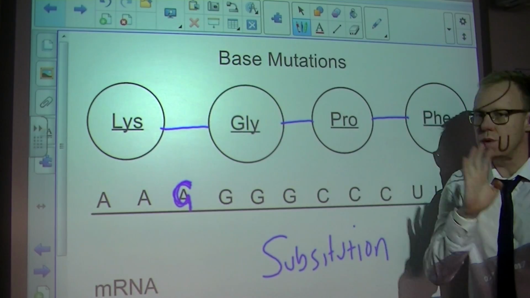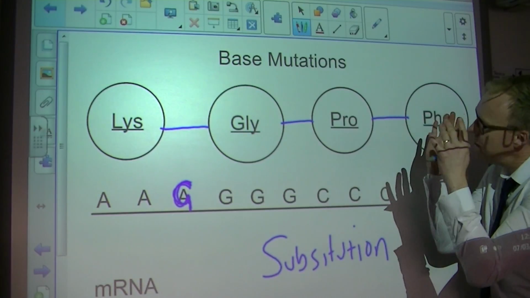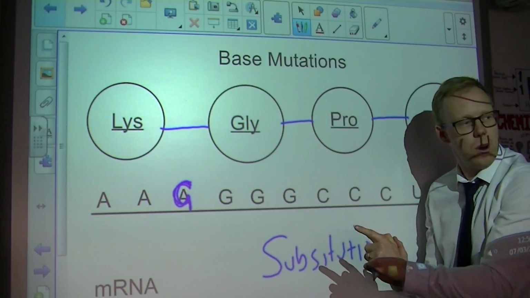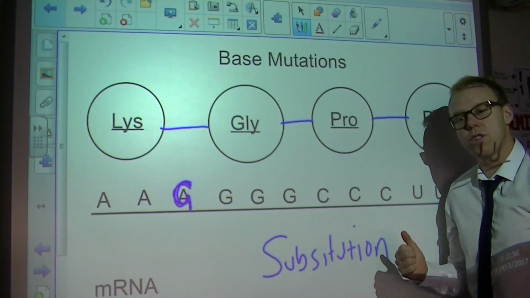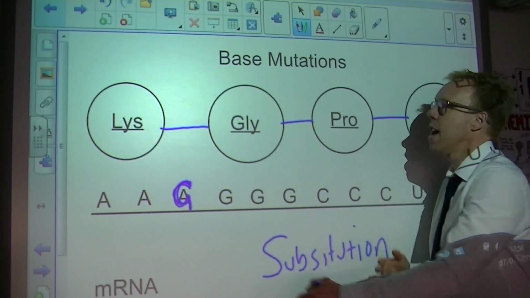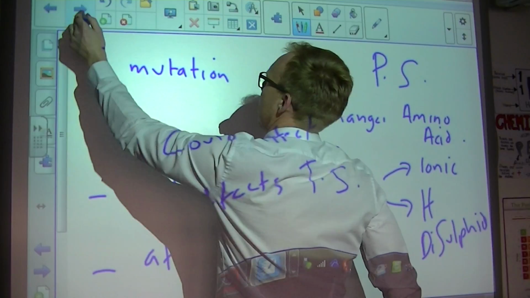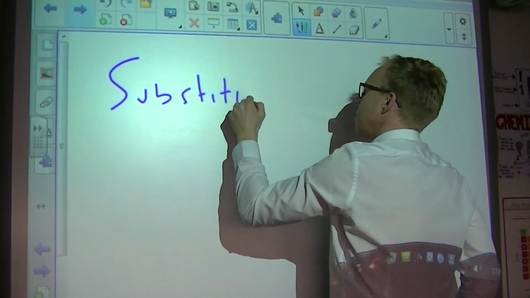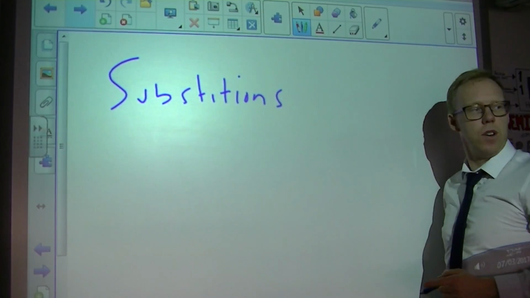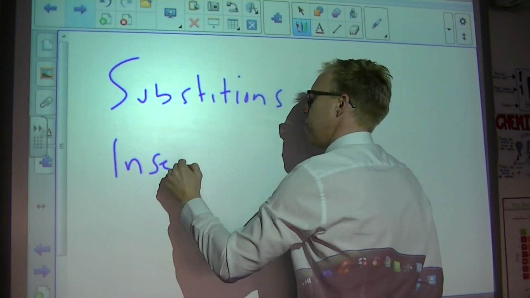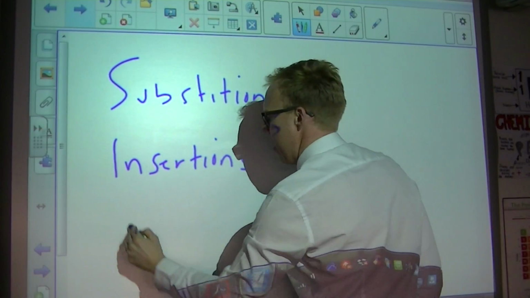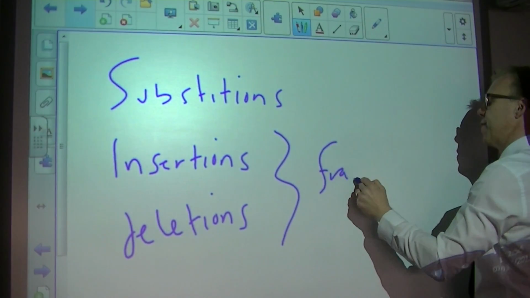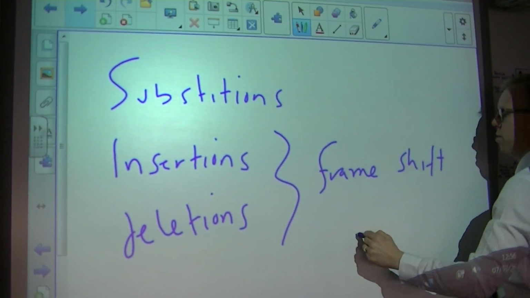Okay, so there's the two sides of the coin I need to talk about. That base mutations can lead to a non-functioning protein by the mechanism we talked about, and they also can have no effect. I just need to talk to you about some more. Alright? There aren't just substitutions where one base is swapped for another. There are insertions. There are deletions. Now these are what we refer to as frame shift mutations.